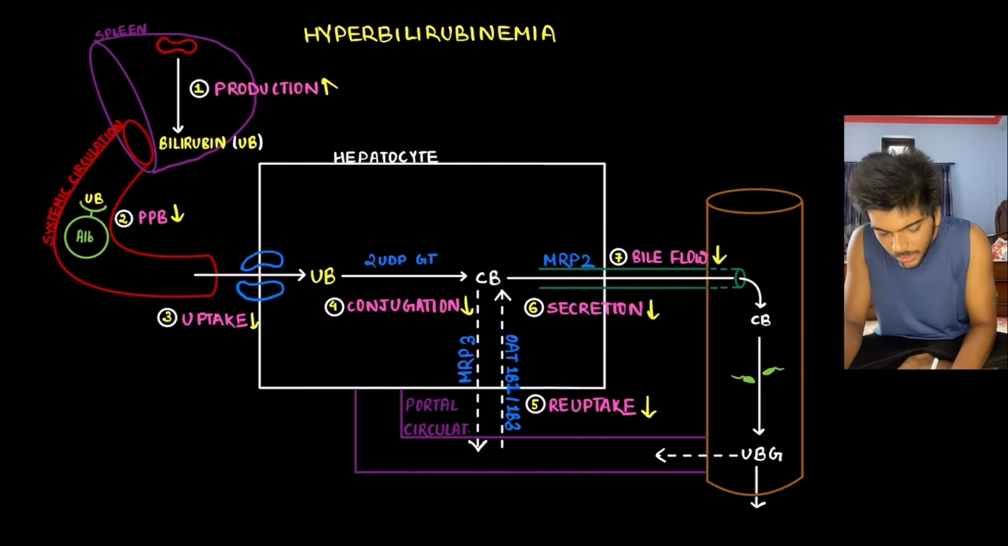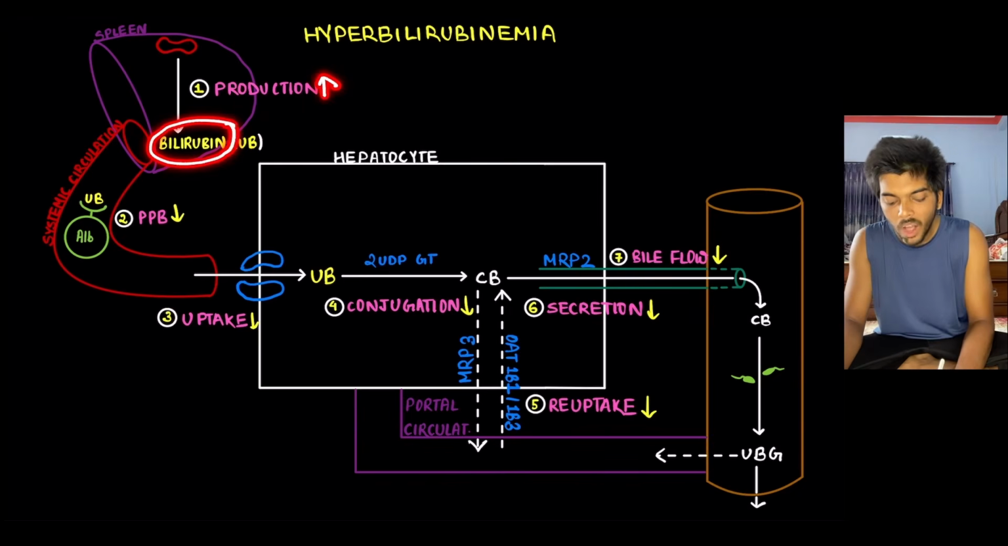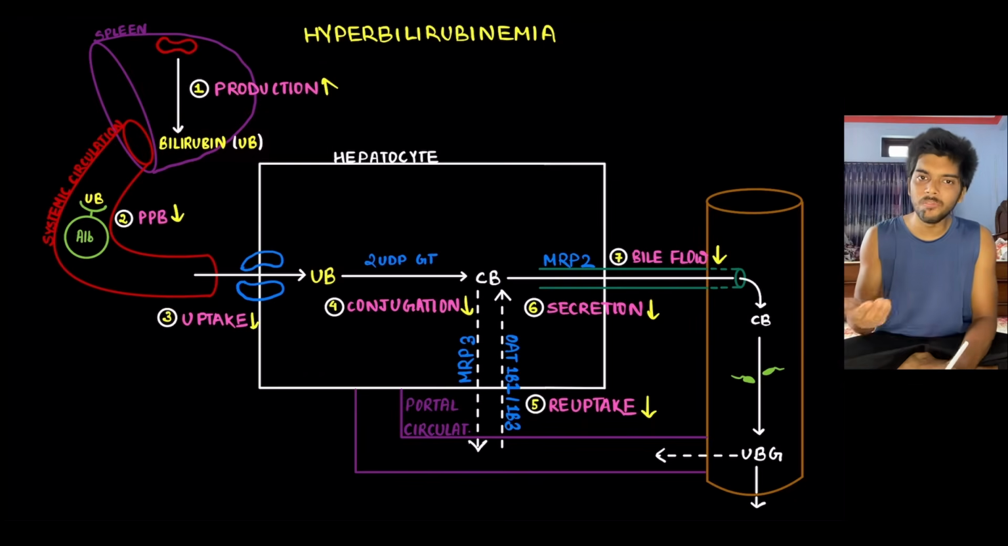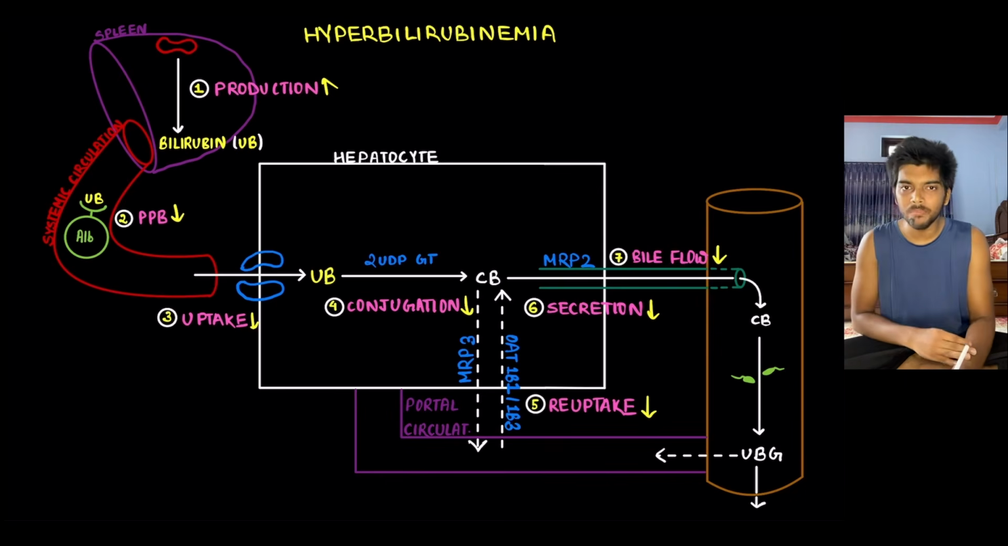Hyperbilirubinemia. First, if there is increase in the production of bilirubin, which is unconjugated bilirubin, beyond the capacity of the liver to conjugate it, obviously it is going to be very high in the blood, leading to unconjugated hyperbilirubinemia.